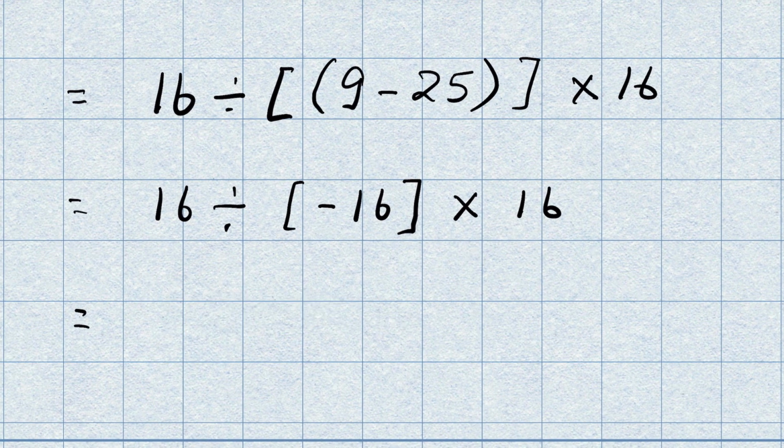So it will be 16 divided by negative 16 times 16. Left to right we have division first. So 16 divided by negative 16 will be minus 1, then times 16. Minus 1 times 16 will be minus 16. So this is the correct answer.